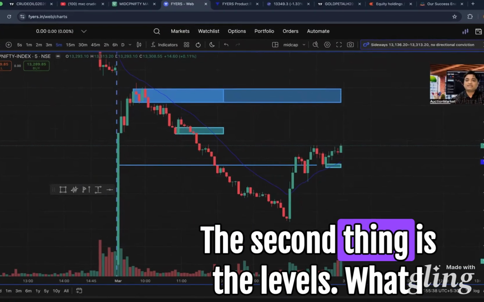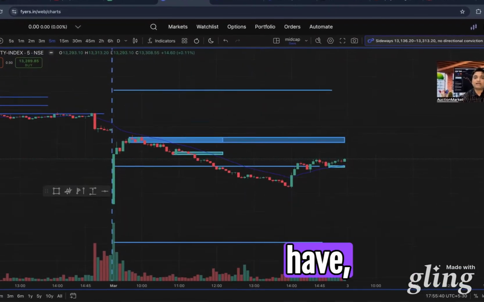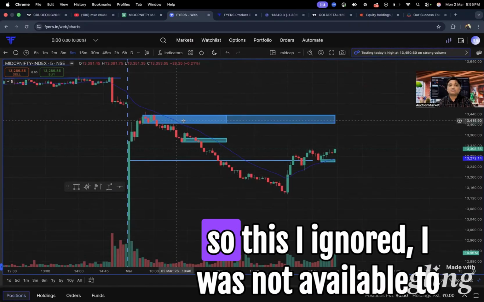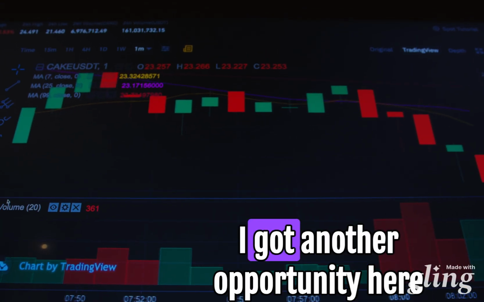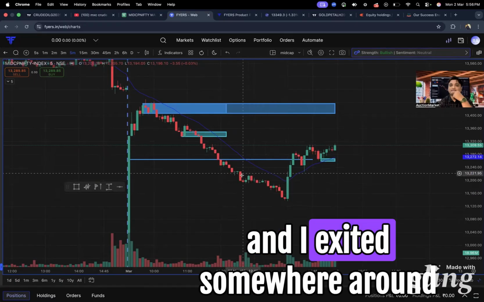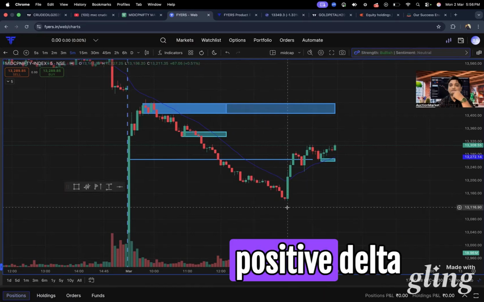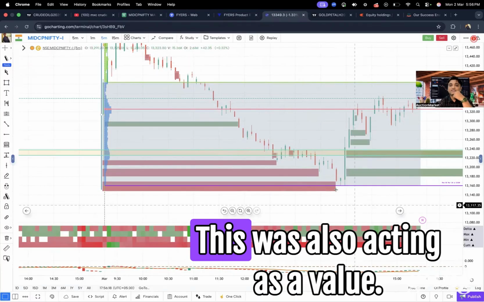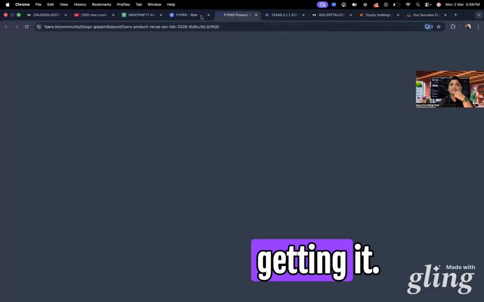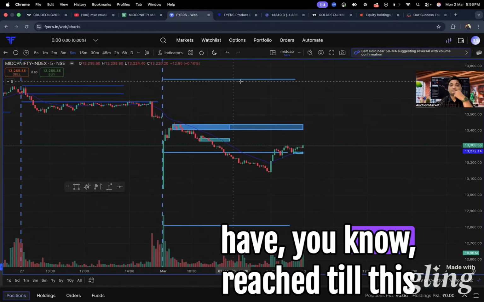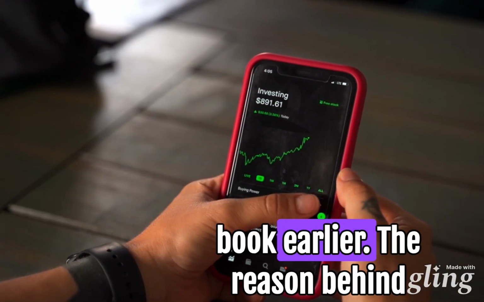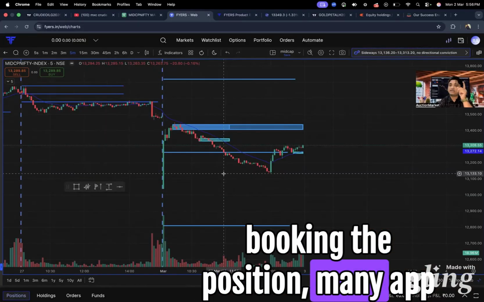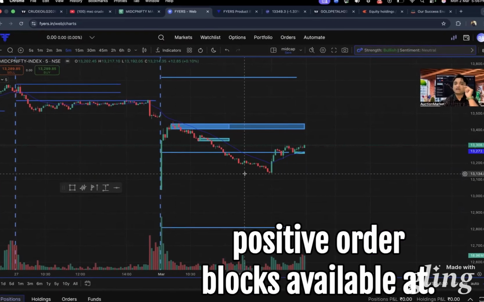Automatically, already. The second thing is the levels that I have, the magical levels. This one I ignored. I was not available to take the position here due to some reasons. I was traveling. I got another opportunity here and I exited somewhere around this particular position. Positive delta market, as you have seen. This was also acting as a value. It came back. And these are the levels, guys. I reached till this point and this point, so I booked my position right here. The reason behind booking the position I have already explained: positive order blocks are available.